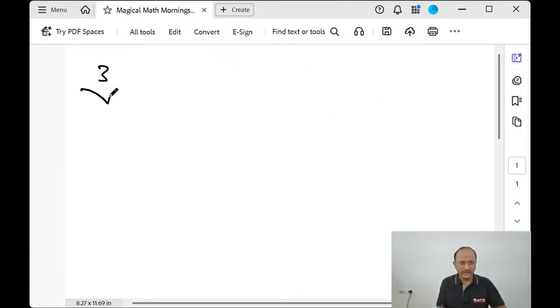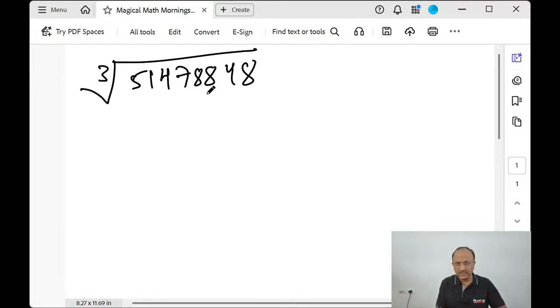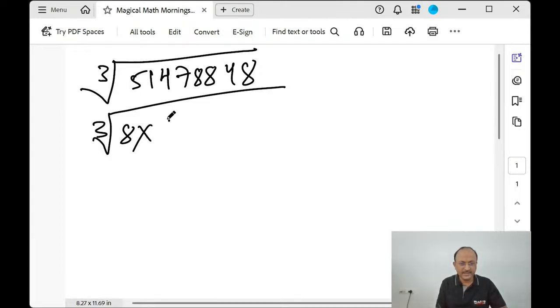Maybe we want to find out cube root of 514788848. See, last three digits if you take, it is divisible by 8. So what we do, I will first divide by 8 and write. This can be written as cube root of 8 into its division we can write directly. 8 6s are 48, 8 4s are 32, 8 3s are 24, 8 4s are 32, 8 8s are 64, 8 5s are 40, 8 6s are 48.